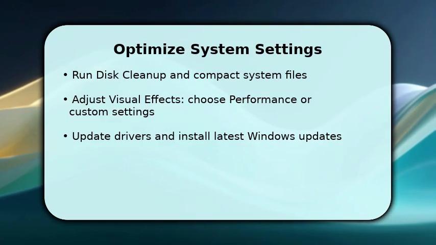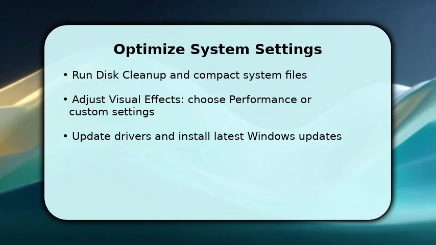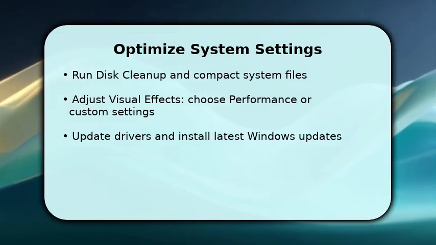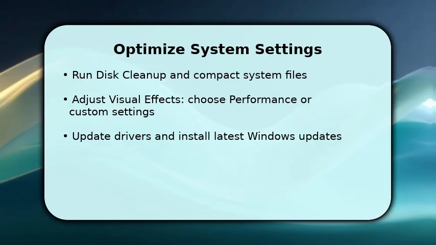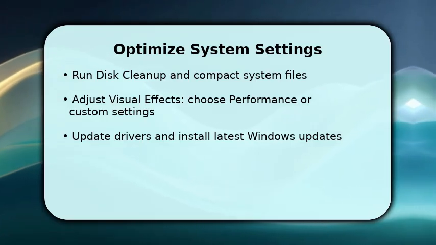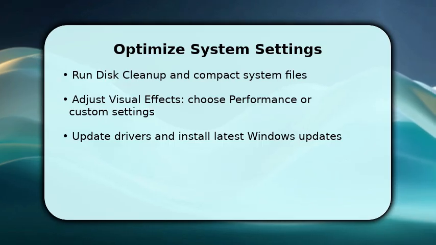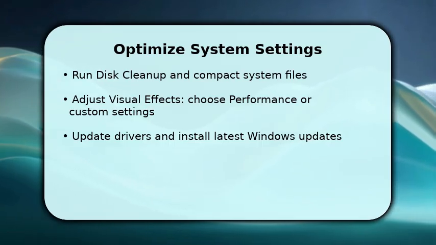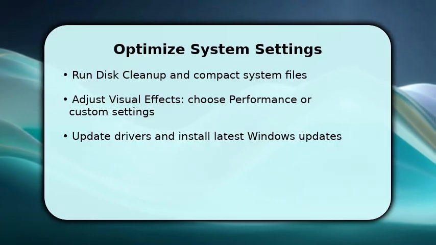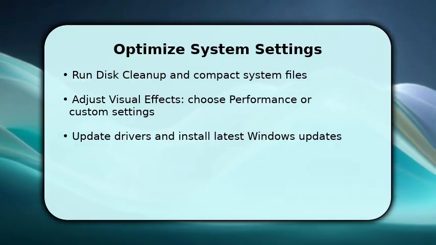Now you'll optimize Windows internals. Run disk cleanup including system files to remove cache and reduce fragmentation, and consider running optimization/defragment for HDDs. Then, adjust visual effects under Performance options. Select Performance or manually disable animations to lower GPU/CPU overhead.